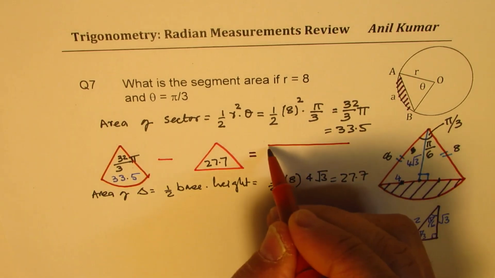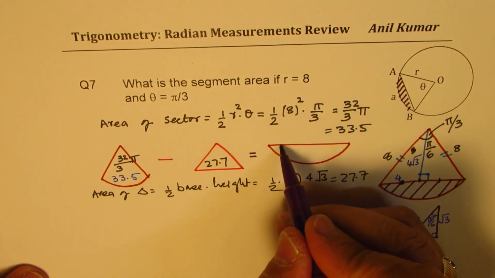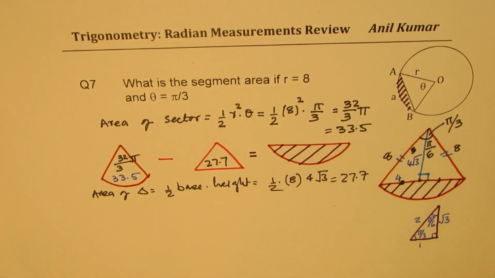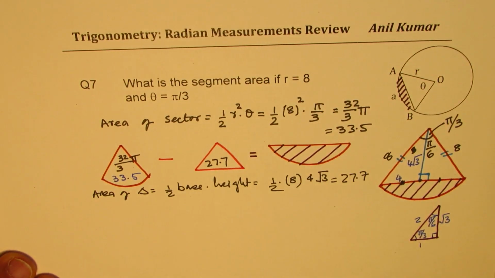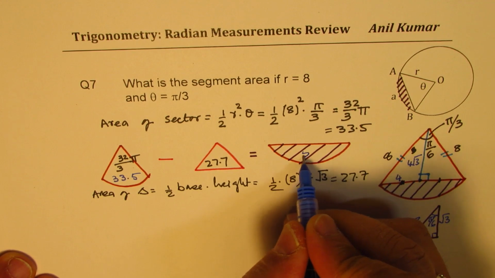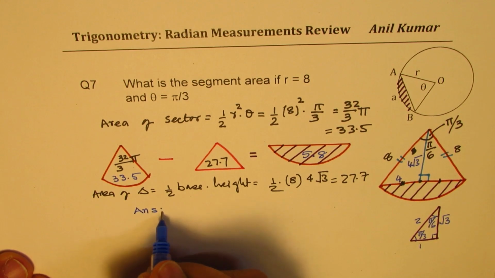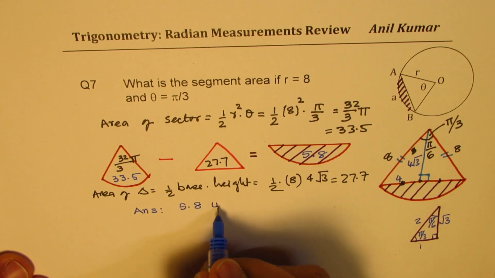So this is what we need. The difference of these two will give us the answer. So it is 33.5 minus 27.7, which is equal to, in decimals, 5.8 units. So our answer here is the area of the segment is approximately 5.8 units square.